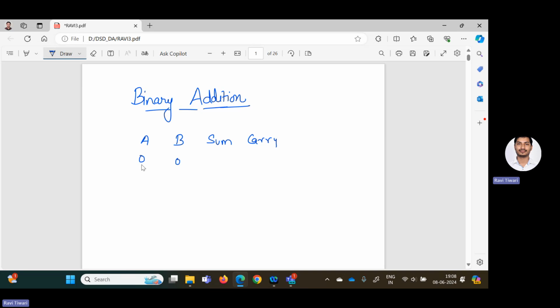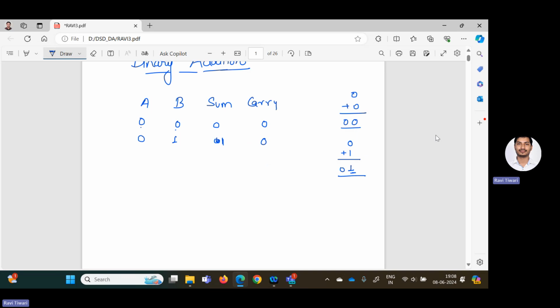That means if you add 0 plus 0, in decimal also, you will get 0, right? So sum is 0 and carry is 0. Here also you can see if you add 0 plus 0, you will get 0 only, and there will not be any carry, so the answer will be 0, 0. Similarly, the second possible combination is if A is 0 and B is 1. If you add 0 plus 1, you will get 1 and there will not be any carry, right? So sum is 1 and carry is 0.